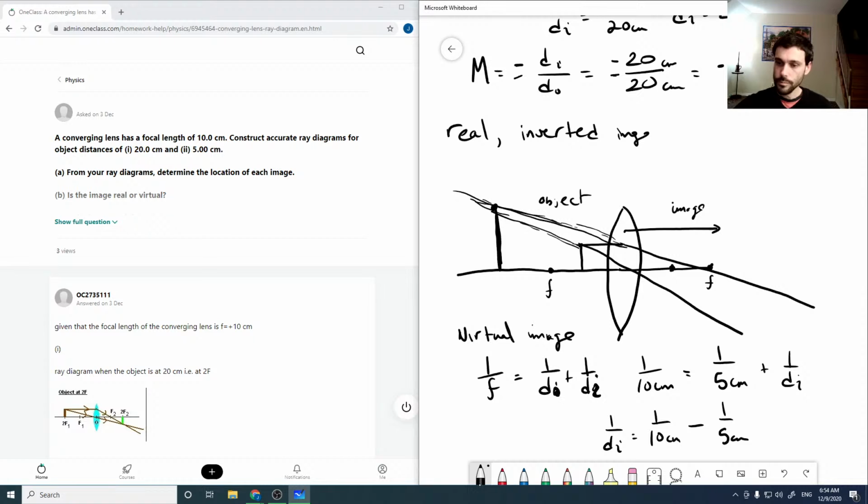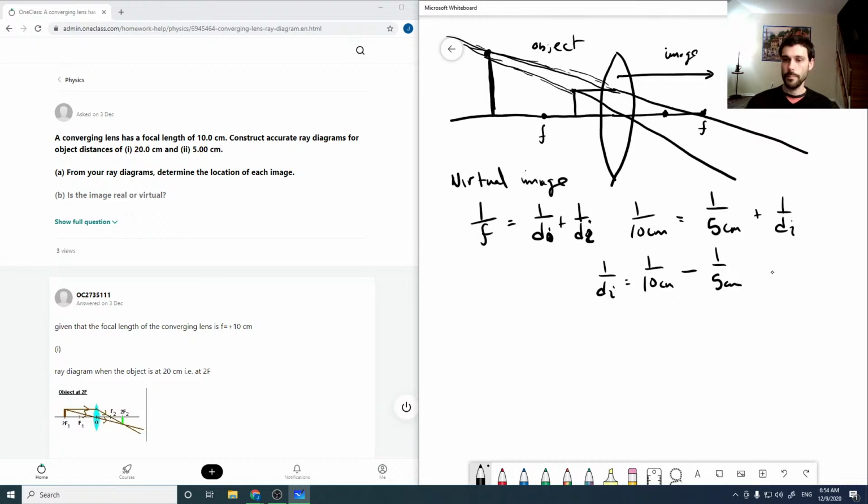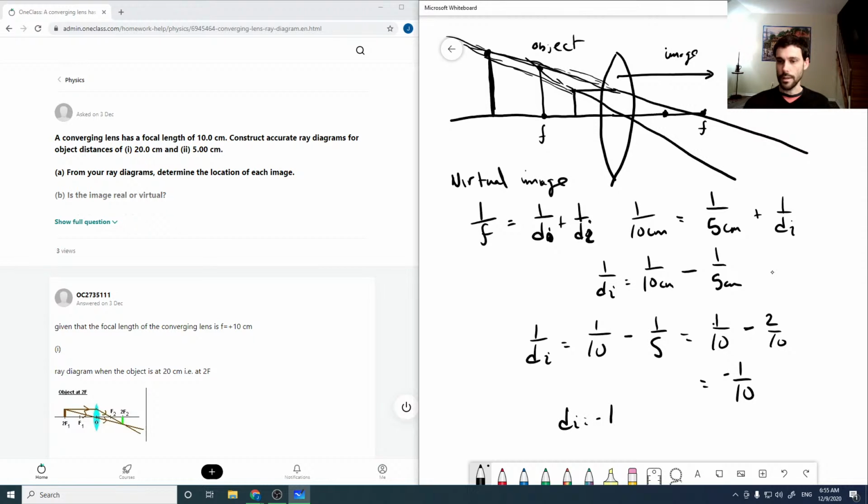giving them the same denominators here, so 1 over di is 1 over 10 minus 1 over 5, which is equal to 1 over 10 minus 2 over 10, which is minus 1 over 10. So apparently they should have converged at the focal point, so I must have just been trying to force it. So I guess it would be here. Anyway, di is minus 10 centimeters. So it's behind the lens and at the focal point, in fact.